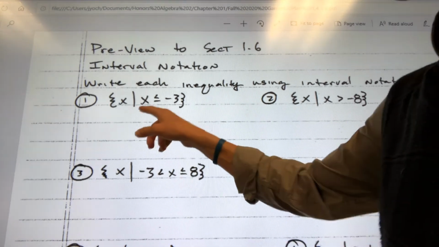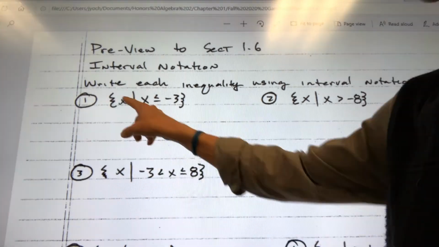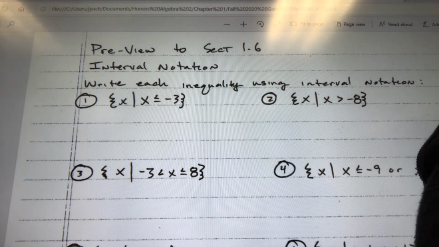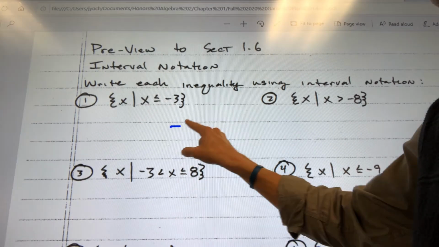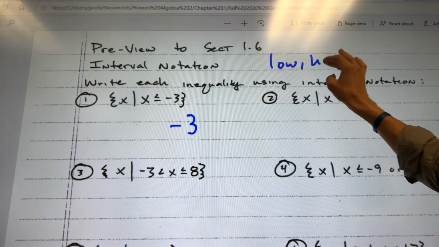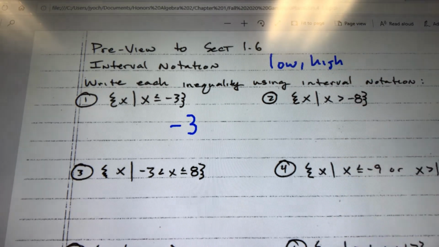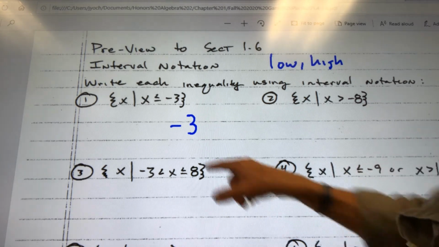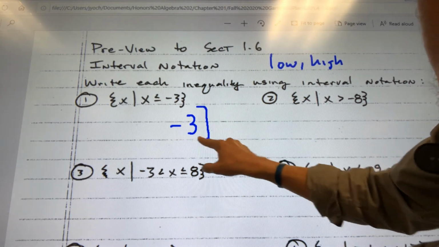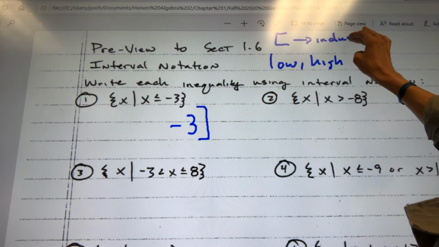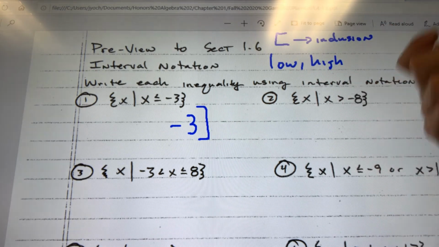So this is set notation. What we're doing, this means x such that x is less than or equal to negative 3. X can be anything as long as it's less than or equal to negative 3. Less than or equal to negative 3 means negative 3 is the highest number it can be. We go low to high. Negative infinity is the lowest number it can be. Because we have equality, we use a bracket. Brackets are for inclusion when we see an equality part.